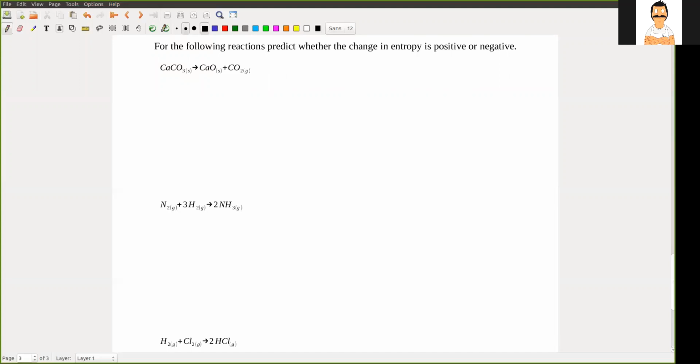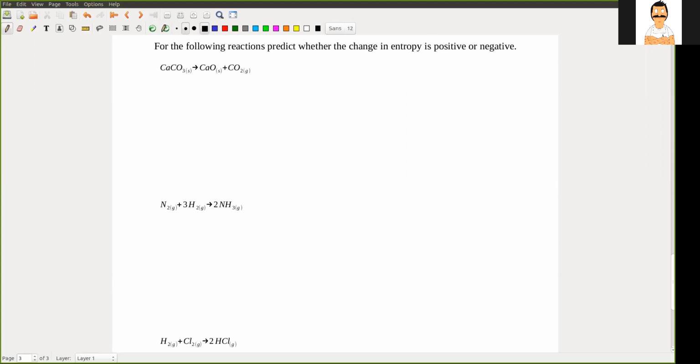Hello, my name is Robert Smith and I'm with New River Community College, and today we're looking at just how to predict whether a reaction will yield a change in entropy that is positive, meaning that entropy is increasing in the system, or negative, meaning that entropy is decreasing in the system. So I have three short examples here.